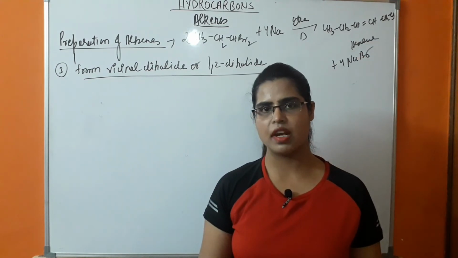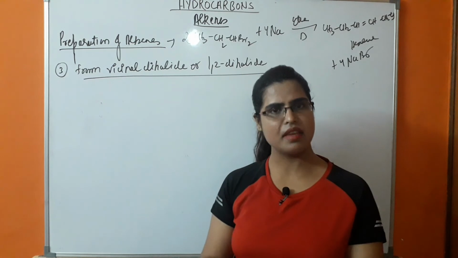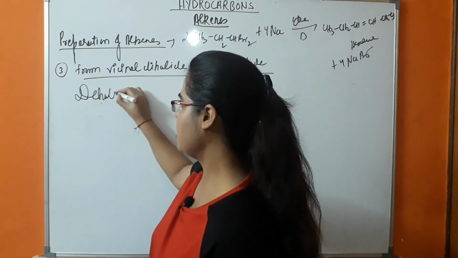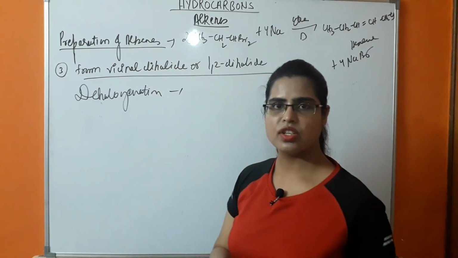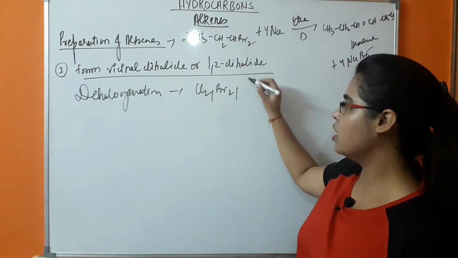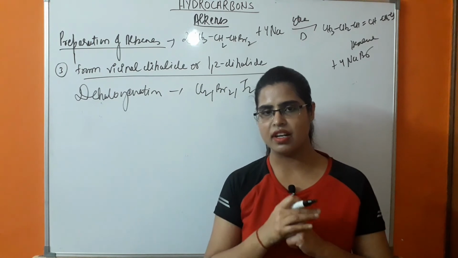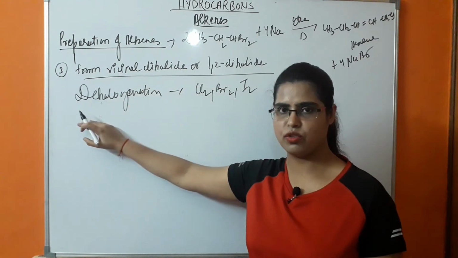This removal of halogen molecule from the 1,2 positions of the carbon or from the same carbon is known as dehalogenation. So what is dehalogenation? Removal of molecules like Cl2, Br2 and I2, and formation of alkene takes place. This process is known as dehalogenation.